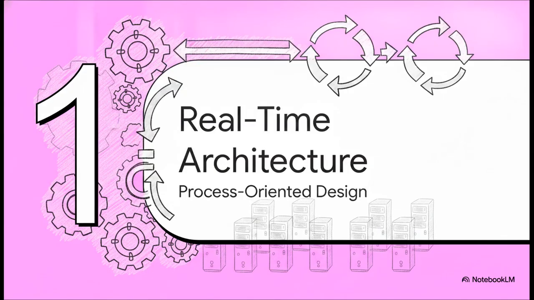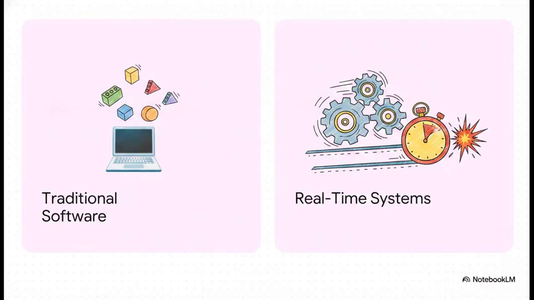Section 1. Real-time software architecture. Process-oriented design. To start off, we really need to build a strong foundation by understanding how real-time architecture is just fundamentally different from what you already know. If you've mostly been building desktop applications or web apps up until now, your brain is probably hardwired for object-oriented design, right? You think in terms of classes and objects interacting at their own pace. But in real-time embedded systems, we have to completely flip that mindset.